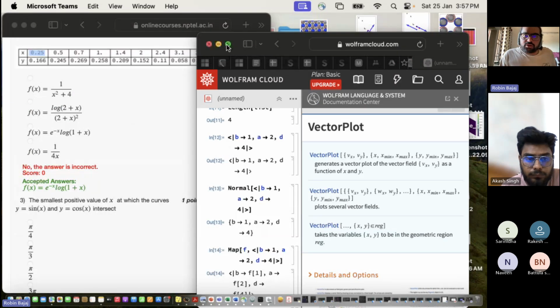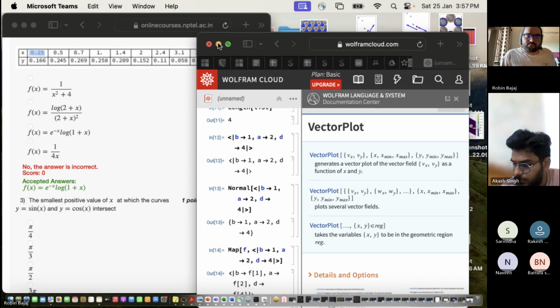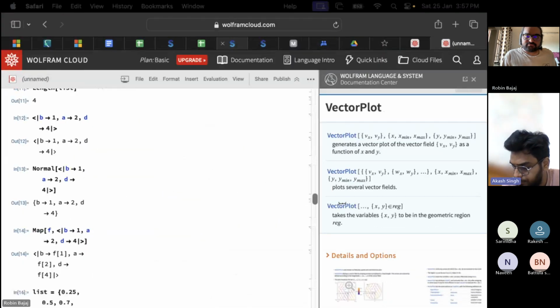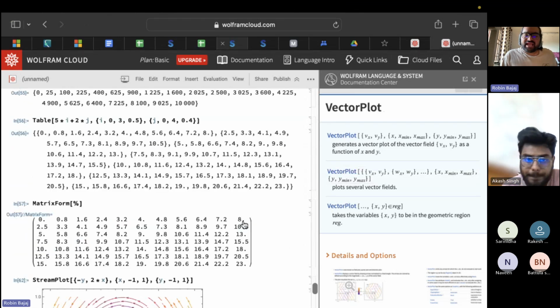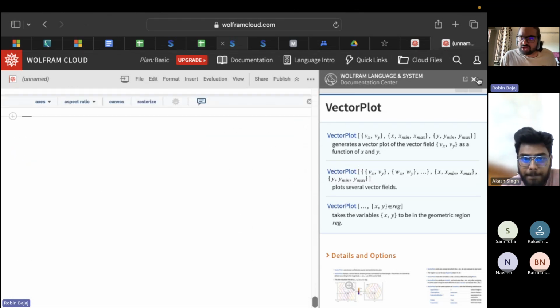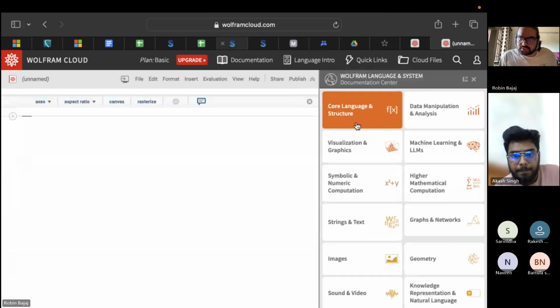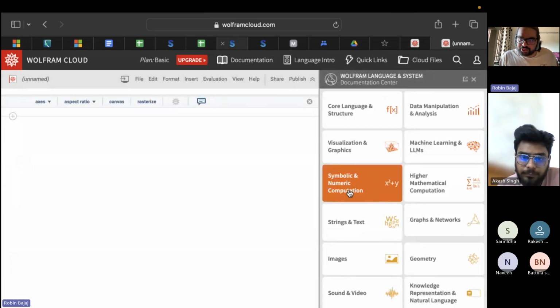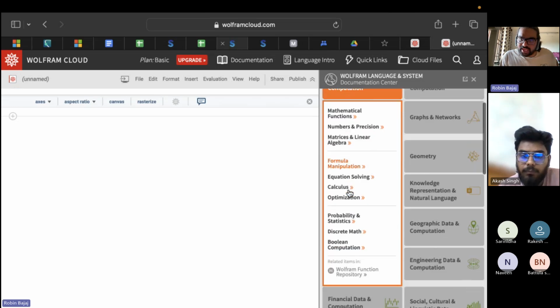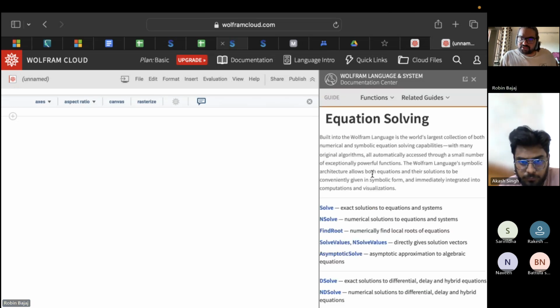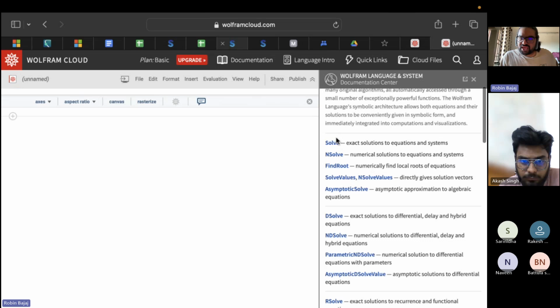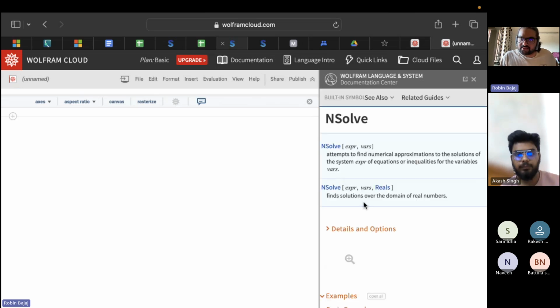So how would you solve the equation? Any idea if you have solved it? Yes, sir, it's using nsolve. Let's say you don't know. I'll go to the documentation, to symbolic and numerical computation. There is equation solving, so everything is there. There are many ways: there is nsolve, there is solve. Let's go to this nsolve.